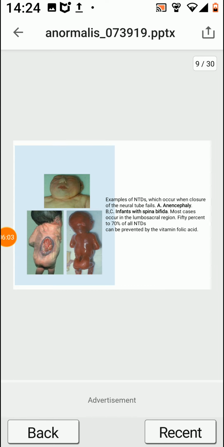Now the first image is known as anencephaly, where the cranial neural pore fails to close. So those are the two. And we're saying that spina bifida expresses itself more; it has more chances. Most of the cases are spina bifida.